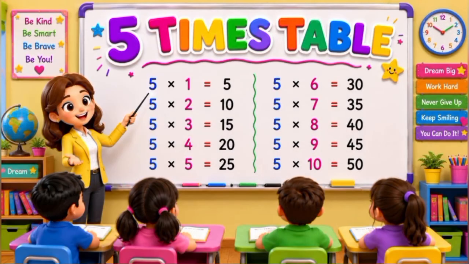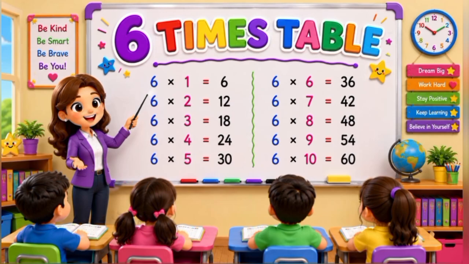5 times table. 5 ones are 5. 5 twos are 10. 5 threes are 15. 5 fours are 20. 5 fives are 25. 5 sixes are 30. 5 sevens are 35. 5 eights are 40. 5 nines are 45. 5 tens are 50.